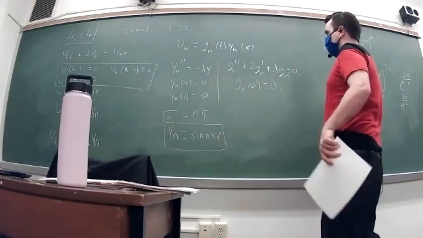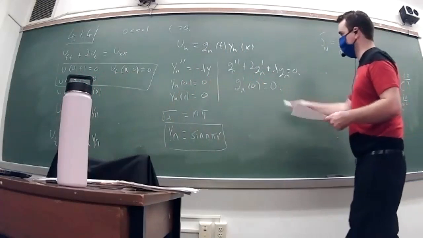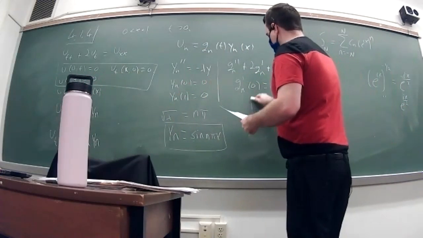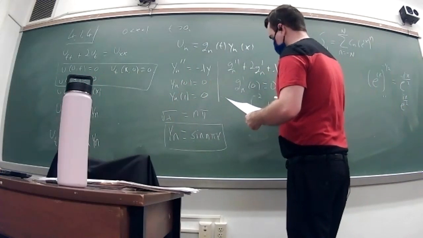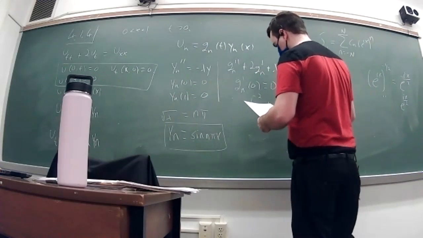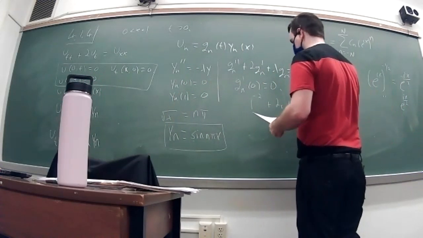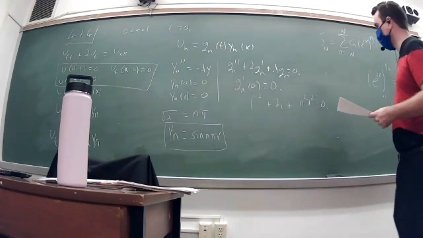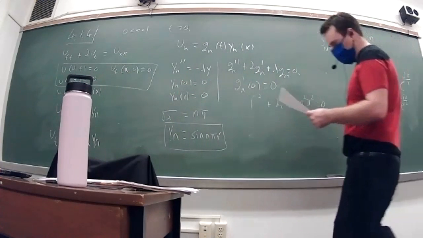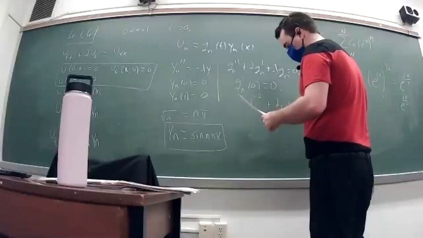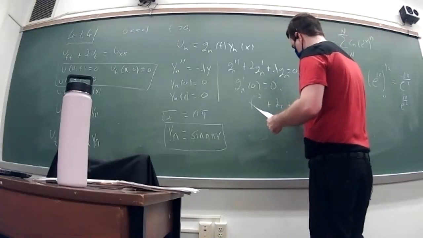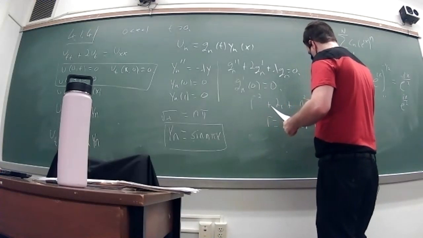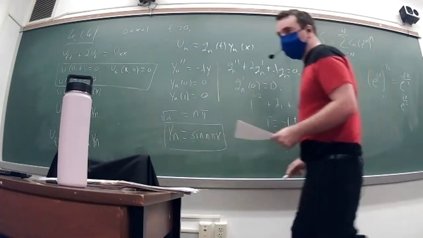So this one is more interesting, right? This one is a second order constant coefficient ODE with this one condition, and it has characteristic polynomial r squared plus 2r plus lambda, but lambda is equal to n squared pi squared, is equal to 0, and so that gives you, using quadratic formula, that r is equal to minus 1 plus or minus root 1 minus n squared pi squared.